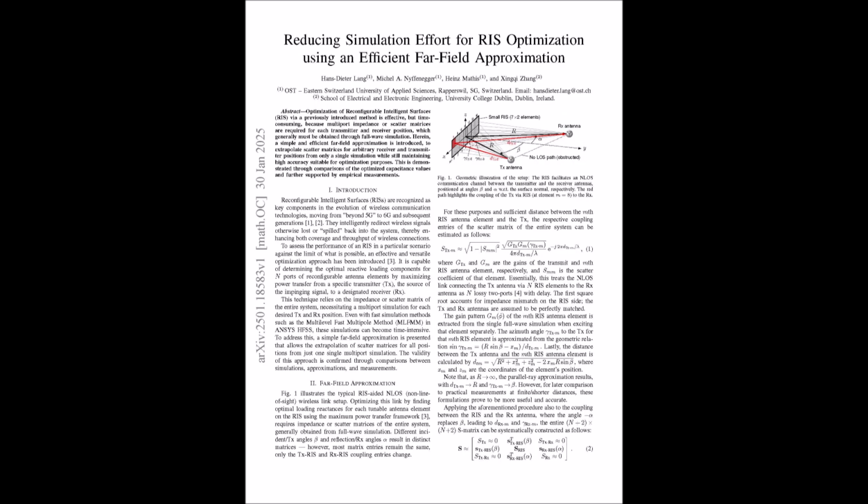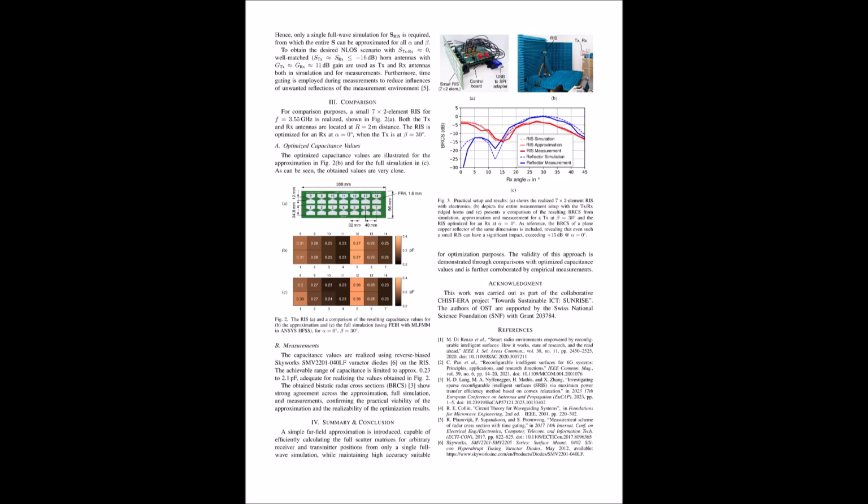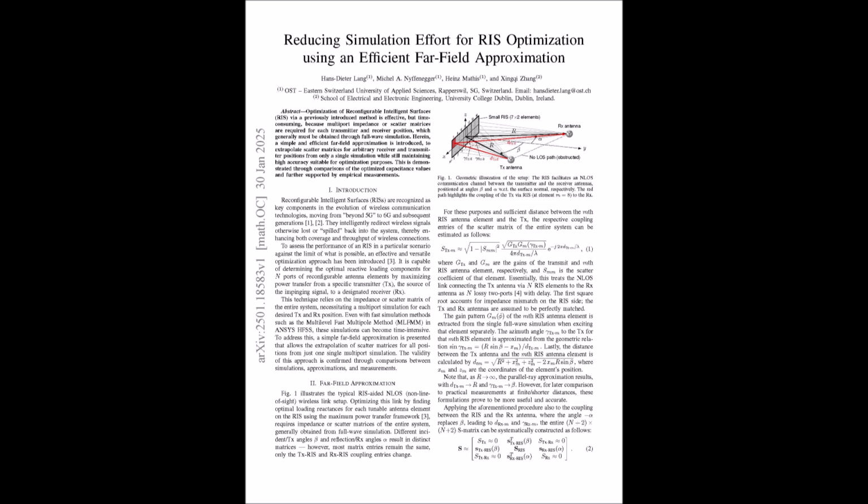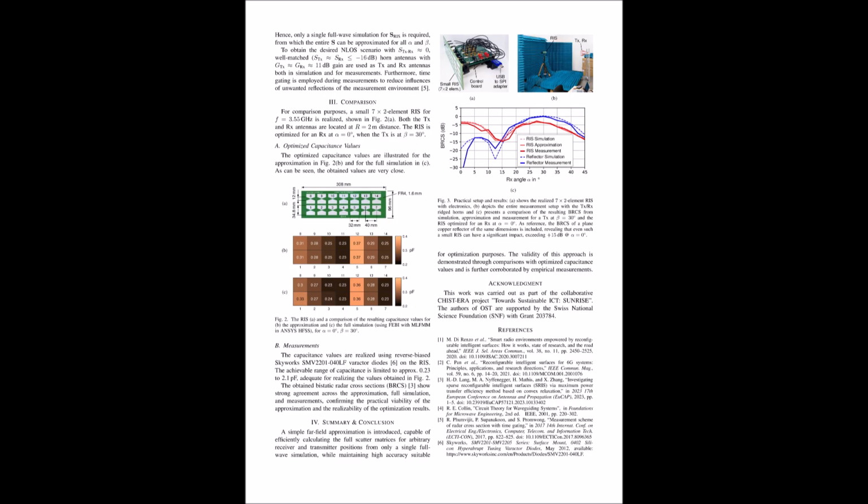But let's get specific. Can you give us some concrete examples of how this faster optimization process could impact real-world applications? Sure, let's start with something we're all familiar with. Poor cellular coverage. Imagine those areas where it's notoriously difficult to get a good signal. Like underground tunnels or remote rural locations? Been there, done that. Exactly. Those are prime candidates for RIS deployment.